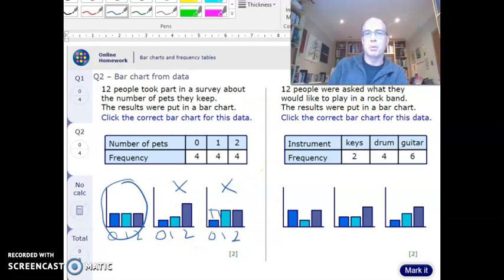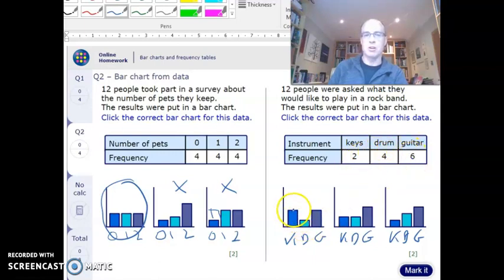Let's have a look at the second example. 12 people were asked what they'd like to play in a rock band. We've got keys, drum, or guitar. So keys, drum, or guitar. We've got that the same over here. And we're trying to find the graph that's got this pattern. So the frequency is 2, then 4, then 6. So it goes up each time from keys to drum to guitar. Starts at 2, goes up to 4, goes up to 6.